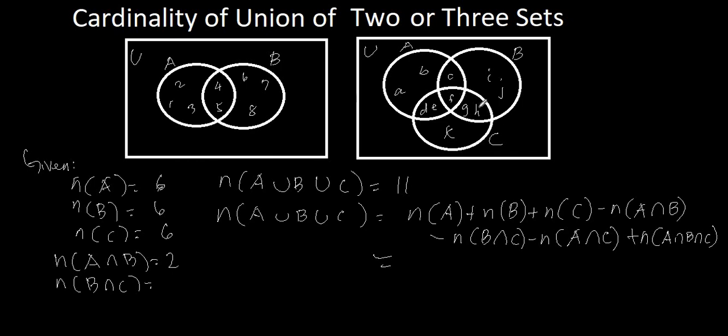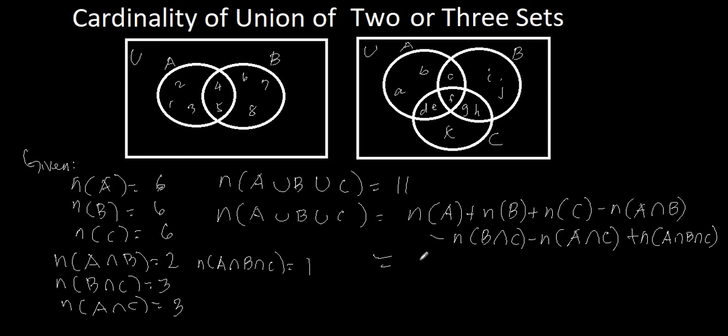Cardinality of B intersection C. Okay, these two regions. Let's count 1, 2, 3. There are three elements. Cardinality of A intersection C. Let's count 1, 2, 3. A intersection C, there are three elements. So cardinality is 3. What about the cardinality of A intersection B intersection C? So how many elements are there in the intersection of the three sets? These regions, there is only one element. We have F. So therefore the cardinality is 1 for the intersection of the three sets.